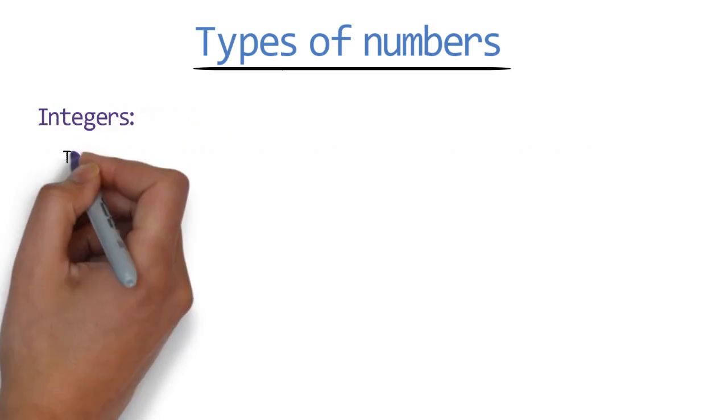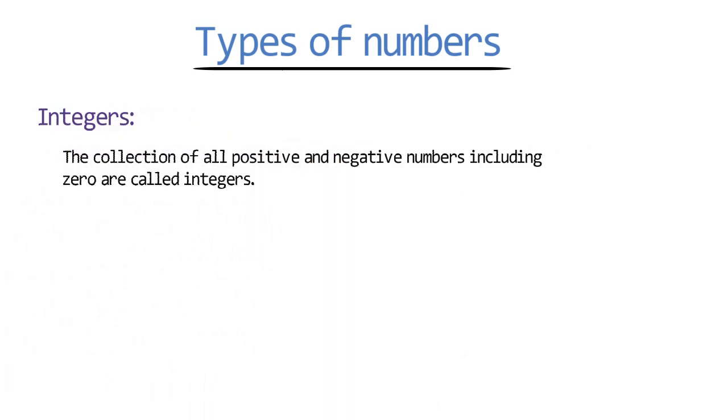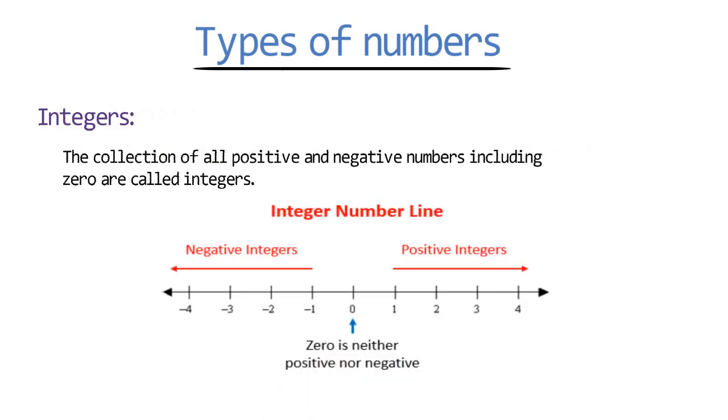Next is integers. Integers is the collection of all positive and negative numbers including 0. And remember that 0 is neither a positive integer nor a negative integer.